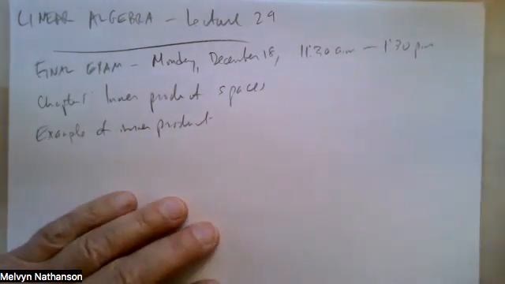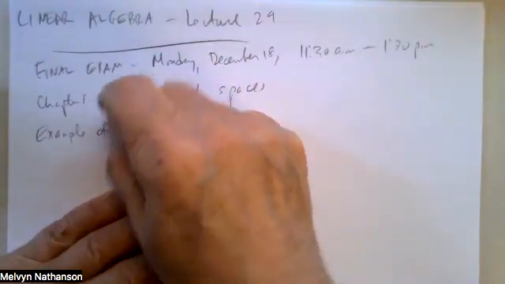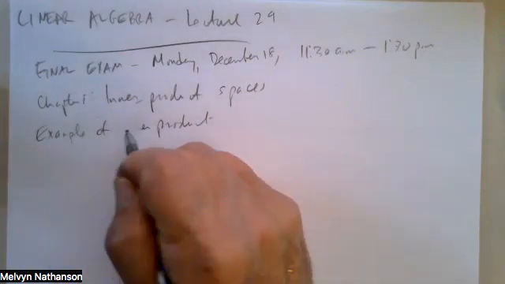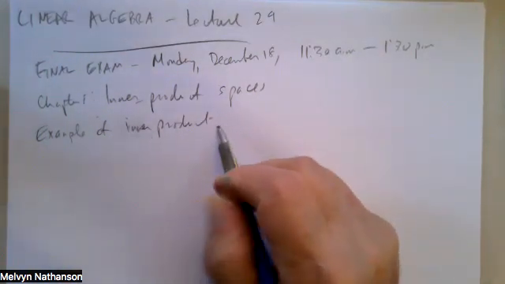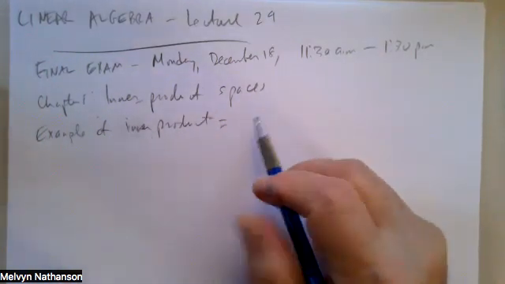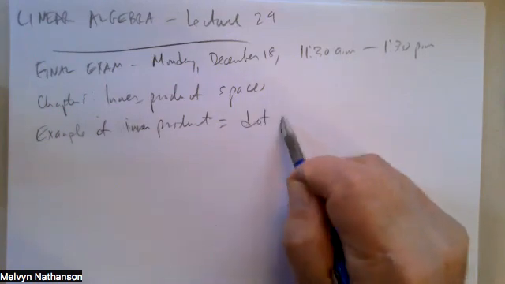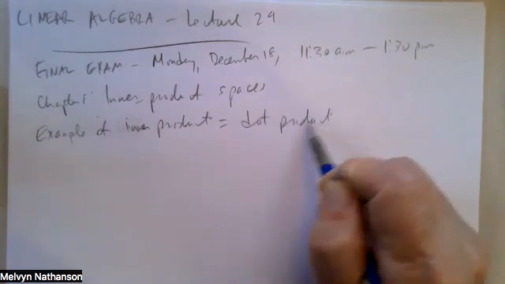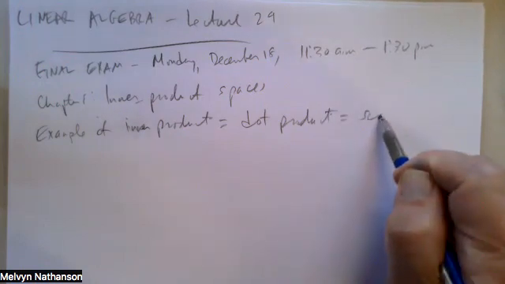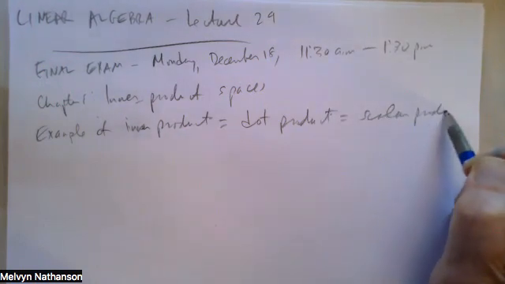Which, if you took Calc 3 or vector calculus, you certainly would have seen, which in Calc 3 is sometimes called the dot product and sometimes called the scalar product.